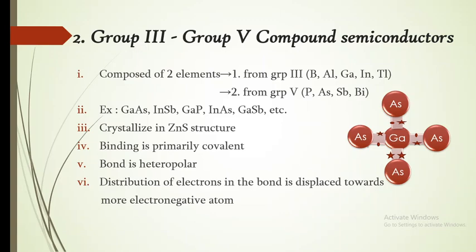Just for more information, in gallium arsenide, arsenic is more electronegative than gallium. That's why arsenic acquires a net negative charge of the order of minus 0.46 electron per atom, and gallium acquires a net positive charge of plus 0.46 electron per atom. So the general value is plus or minus 0.48 electron per atom in this class of semiconductors. So this is about the second class of semiconductors.